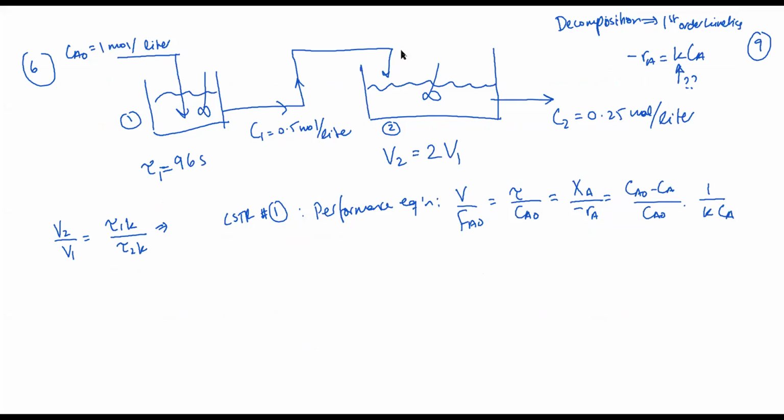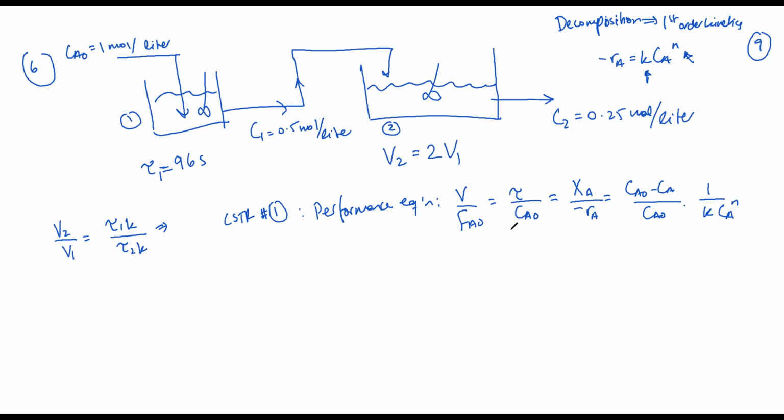Usually a decomposition would be first order if it's given that A goes to R, and a lot of decomposition reactions are like that. But in this case, you're not being told. So I'm just going to say that minus RA is equal to K CA to the N. Now I have two unknowns to find, K and N. So just be careful about this.